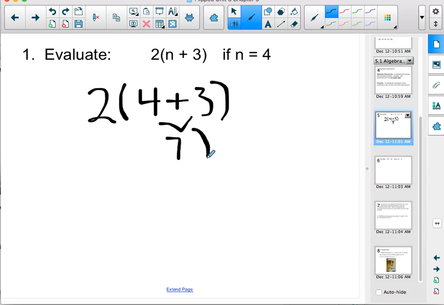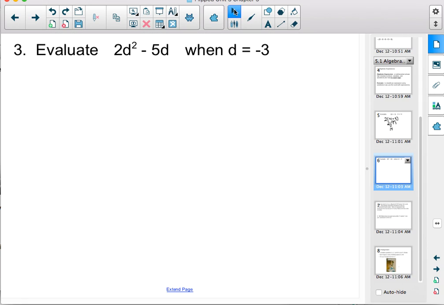I want to keep my number in parentheses because take a look at what's going on here. 2 next to the parentheses. That means 2 times whatever we get when we solve the parentheses. So if we keep the number inside the parentheses, it reminds us that we have to still multiply them together. So 2 times 7 is 14. Final answer for number 1 is 14. Let's take a look at one that's a little bit harder.